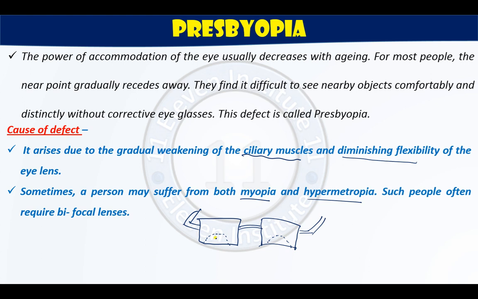Right, this part is for observing nearby objects and the upper portion to observe the far away objects. This is a combination of both concave and convex lens, for people suffering from both myopia and hypermetropia.